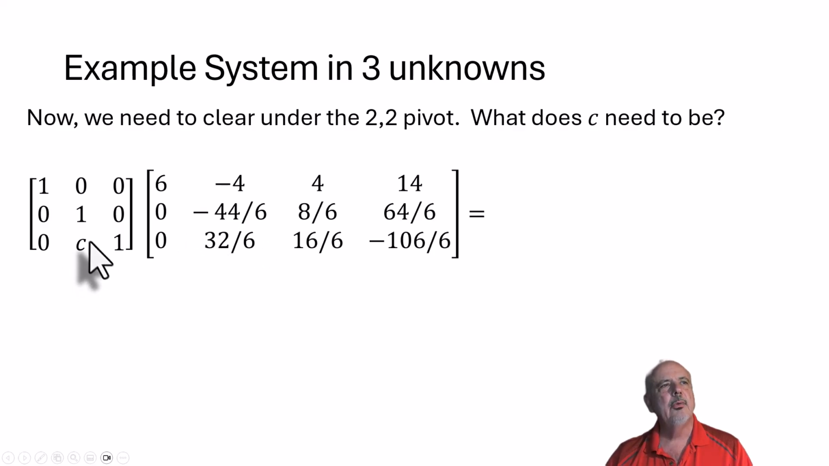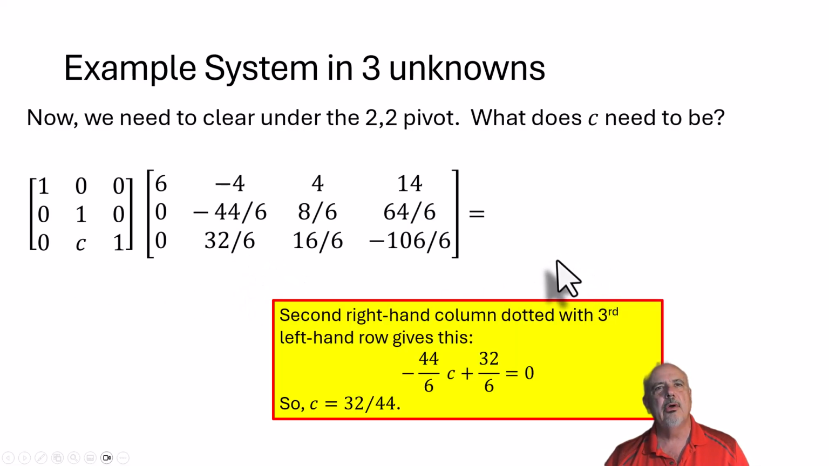To do that, we're going to start with an identity. We want to clear under this, so we're going to want some kind of number there, C. We want to figure out what C needs to be so that we get a 0 over on the right. So what that means is C times minus 44/6 plus the 32/6, we want that to vanish. So C is going to be 32 divided by 44.